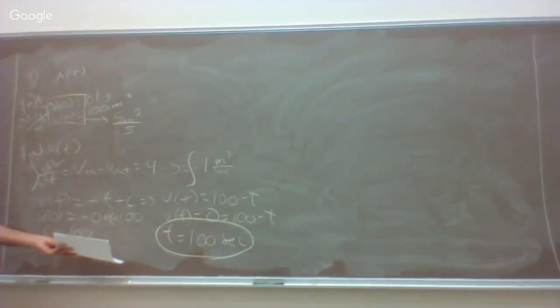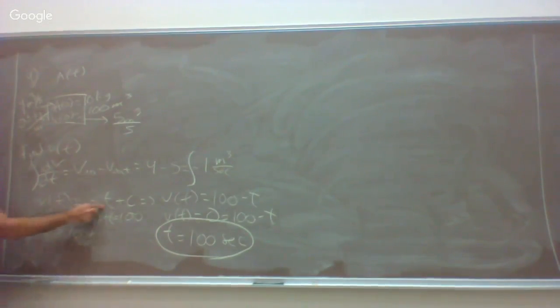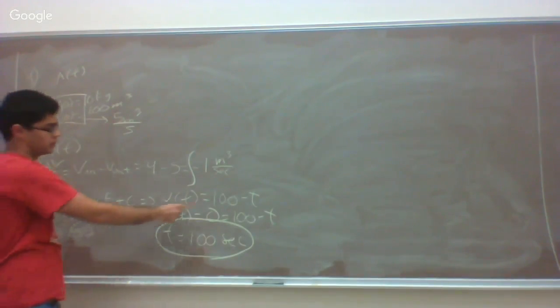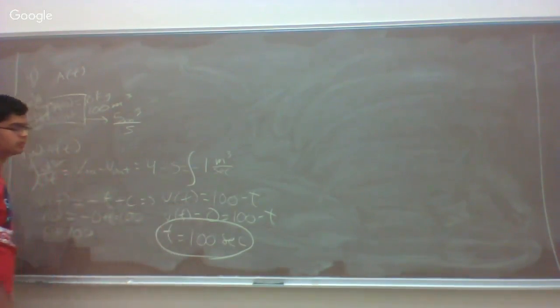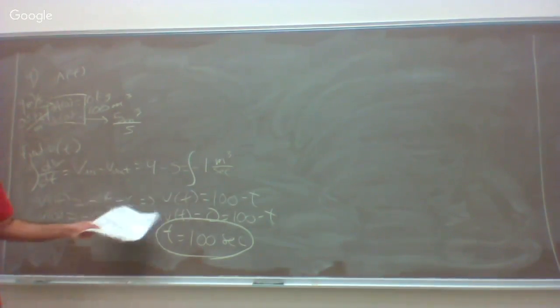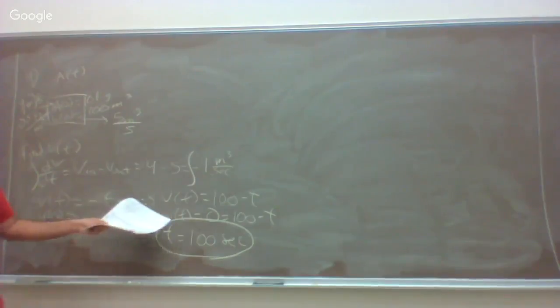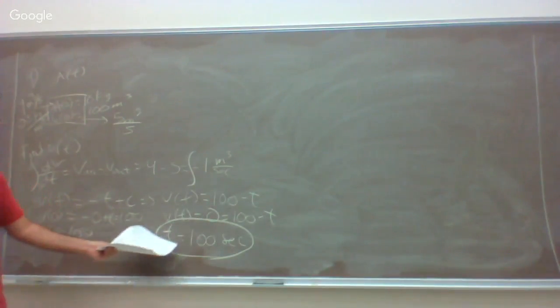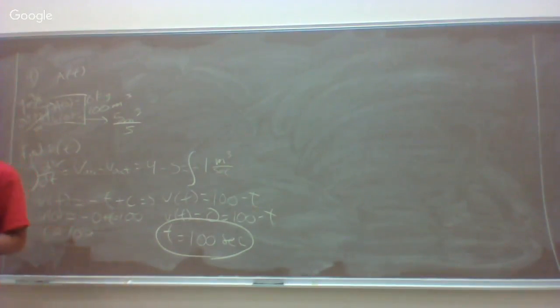Did this make sense? I found my equation, negative t plus c, had an initial condition. At the beginning, the volume was 100, so that I found my c value to be 100. So my equation for the volume is equal to 100 minus t. When the tank is empty, that means the volume is equal to 0. I solve for time, and I get 100 seconds.